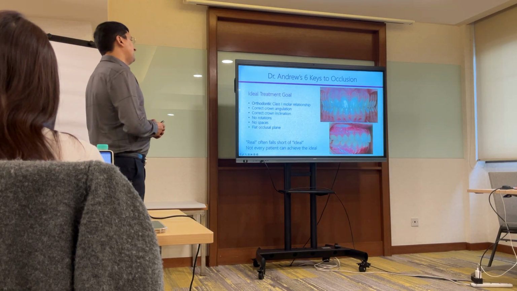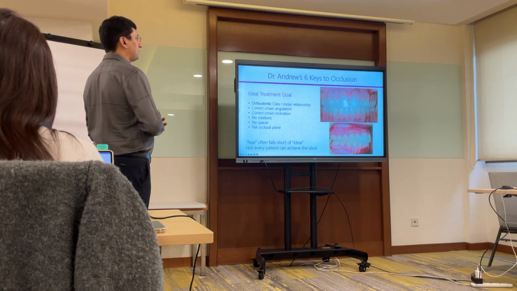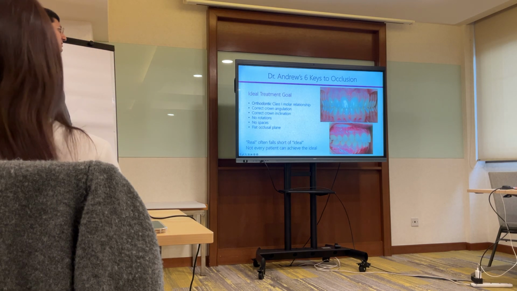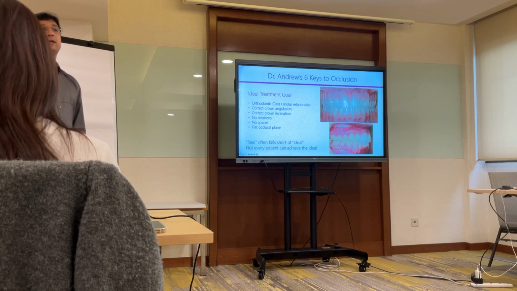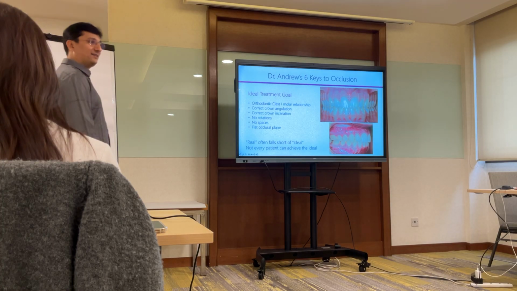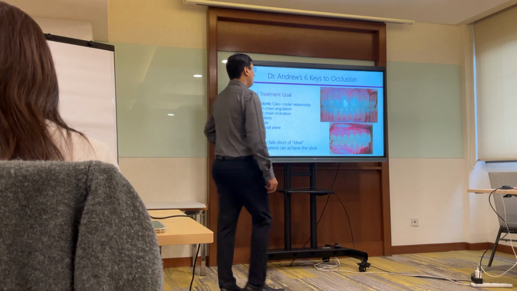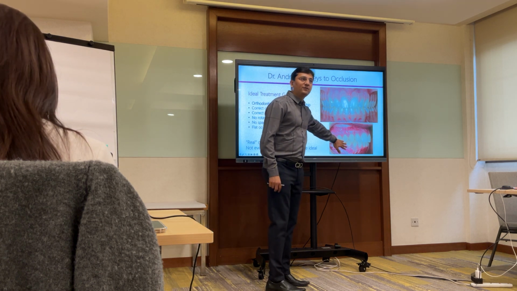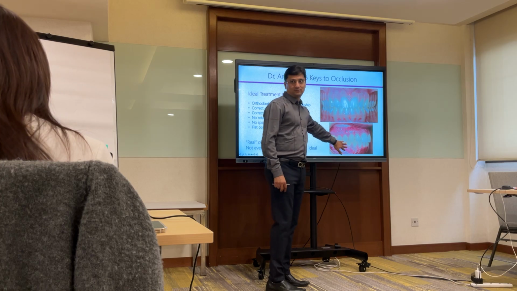If you have a cooperative patient and you have good knowledge, you can achieve results like this. Okay? These are Andrews' 6 keys of occlusion. Dr. Larry Andrews is the guy who wrote down these 6 points. The first one is class 1 molar, not the canine. Molar. If you have class 1 molar, automatically everything ahead of it will be class 1.